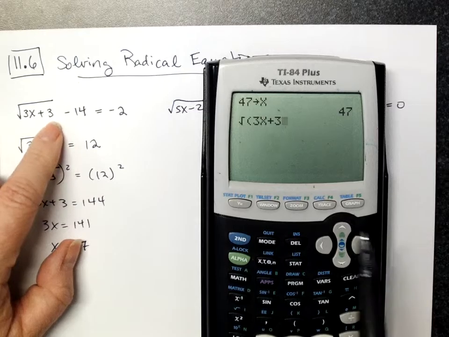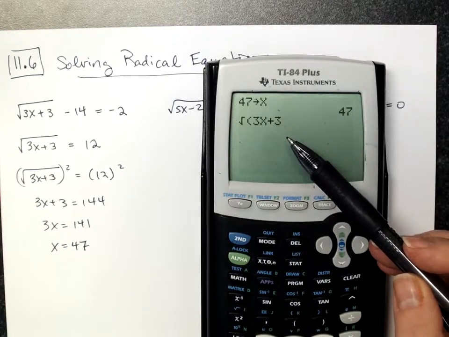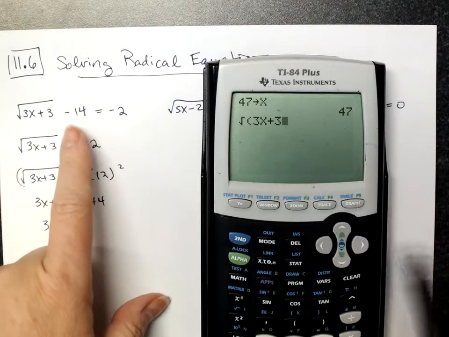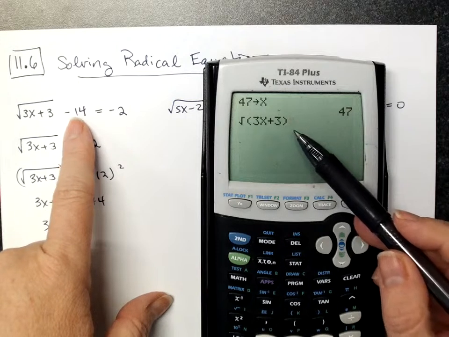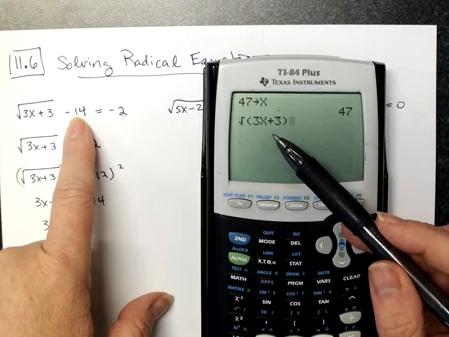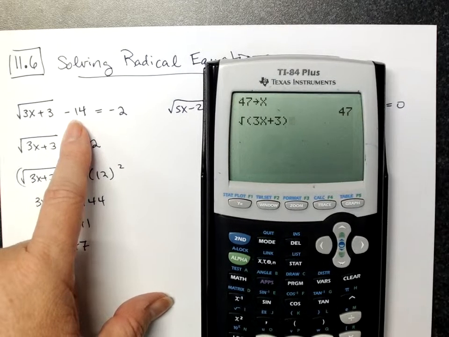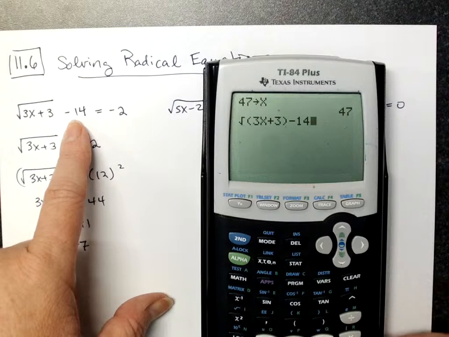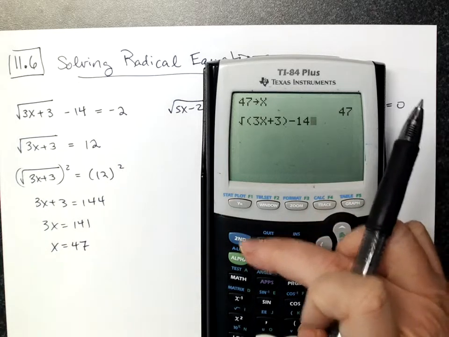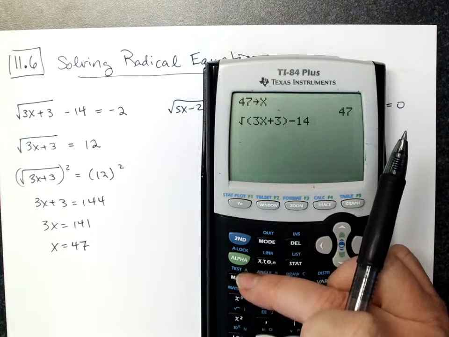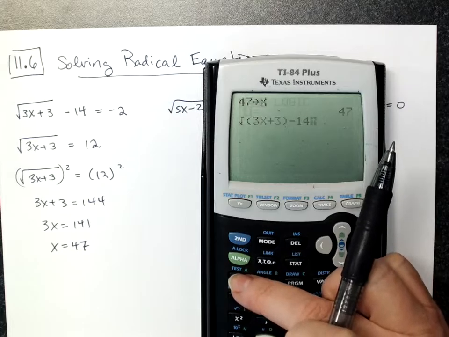Now, if you've got MathPrint, you've got a blinking cursor, you would arrow out. In this case, with parentheses, you've got to close the parenthesis. Otherwise, when I write minus 14, it's going to think it's under the radical sign. So you have to close the parenthesis, just to tell the calculator I'm done with the radical sign. And now, minus 14. And I use my equal sign to test. That's under the math key, test. So it's second math, test.